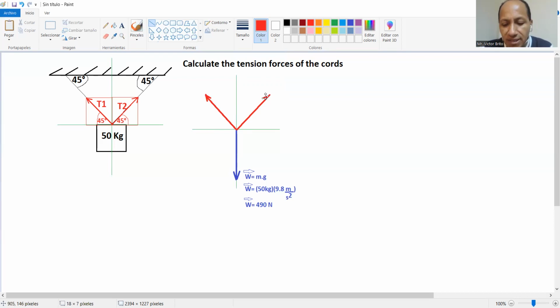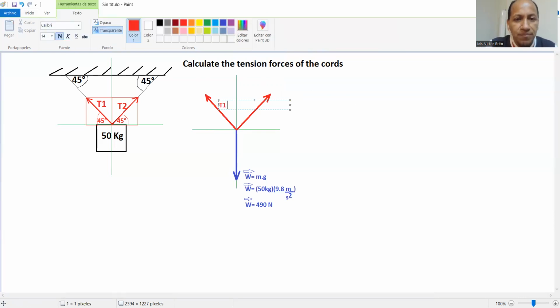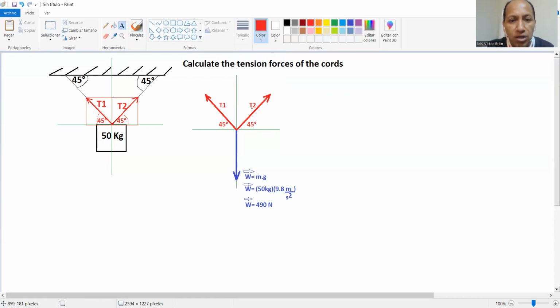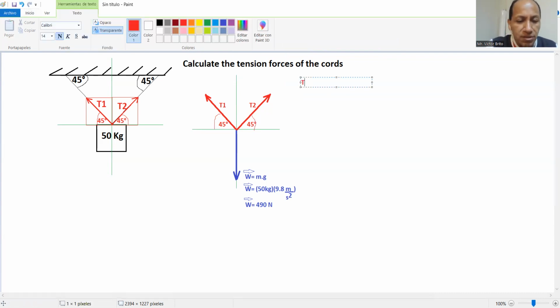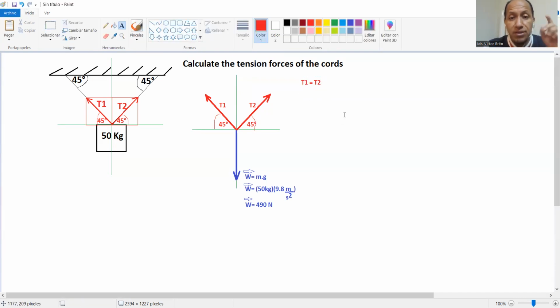And I can also see that, because of the angles of application of the two tensions, I can conclude specifically that tension 1 has the same value as tension 2, because these two angles are the same. Given that these two angles have the same value, I could say mathematically that tension 1 equals tension 2. So whenever I calculate those, the two values are the same because they both have the same angle. If the angles were different, then definitely we would have to do another analysis.